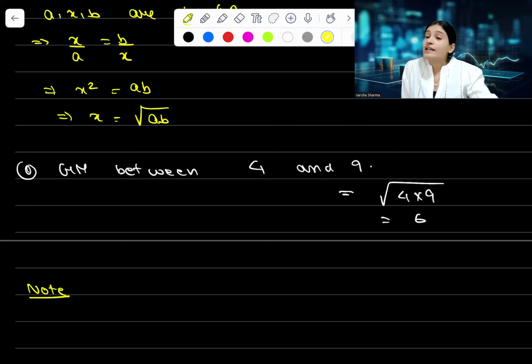Yes or no? So, if I give you both the numbers to be 3 and 3, what would be the arithmetic mean? 3 plus 3 by 2, 3. What would be the geometric mean? Under root 3 into 3, under root 3 square, that is again 3. So in this case, AM and GM will be equal. So if both the numbers are identical, then AM and GM are going to be same. But if the numbers are different, they are distinct, both of them are different numbers, then AM and GM are not going to be equal. Rather, AM is always going to be more than GM.